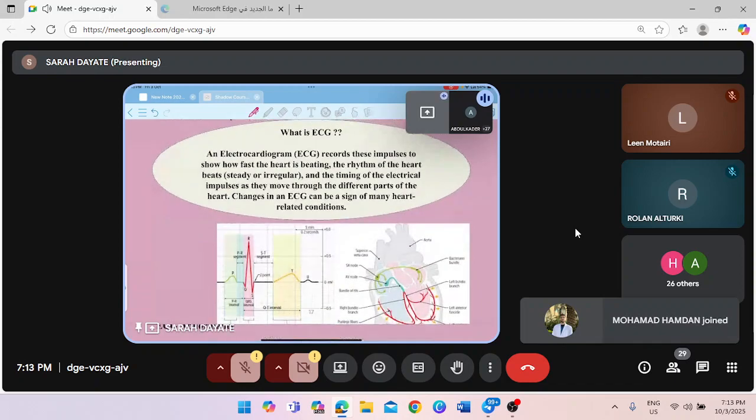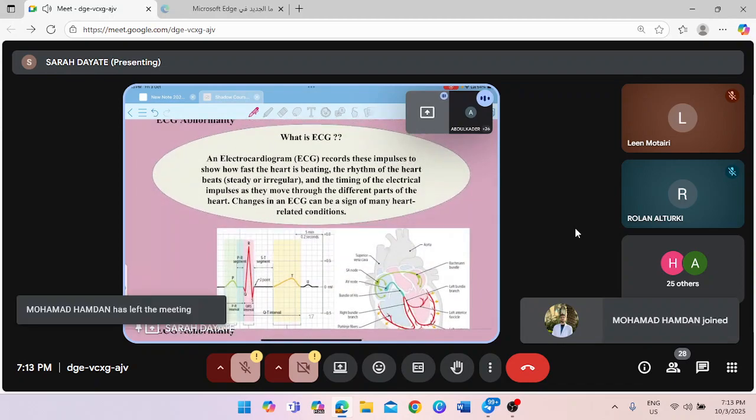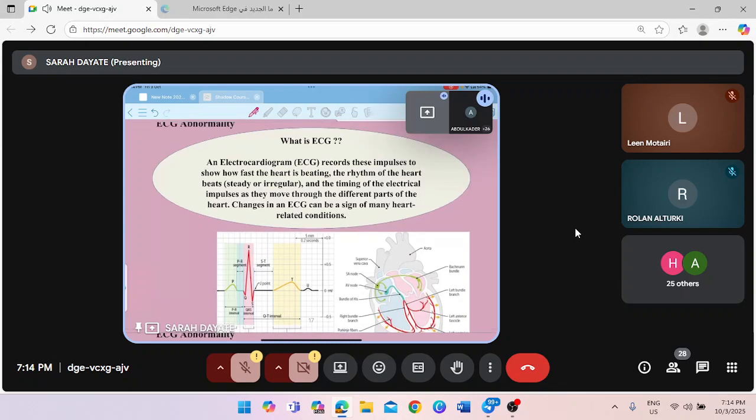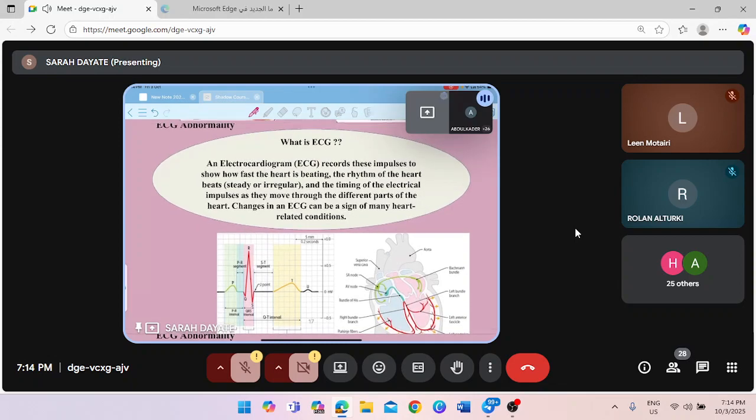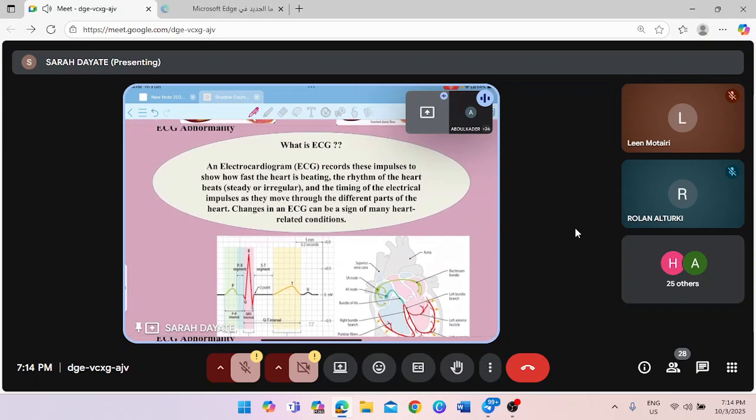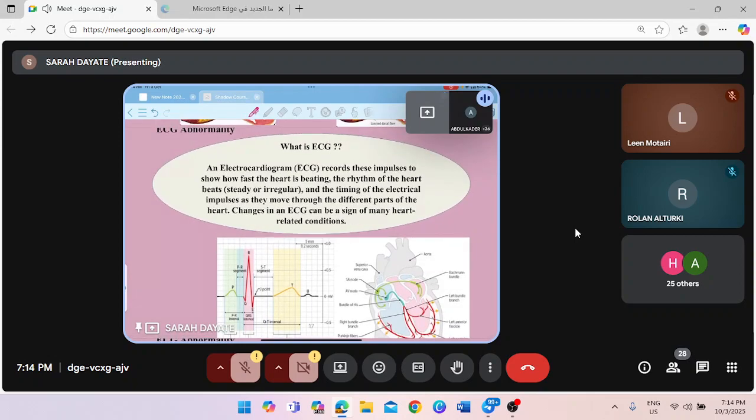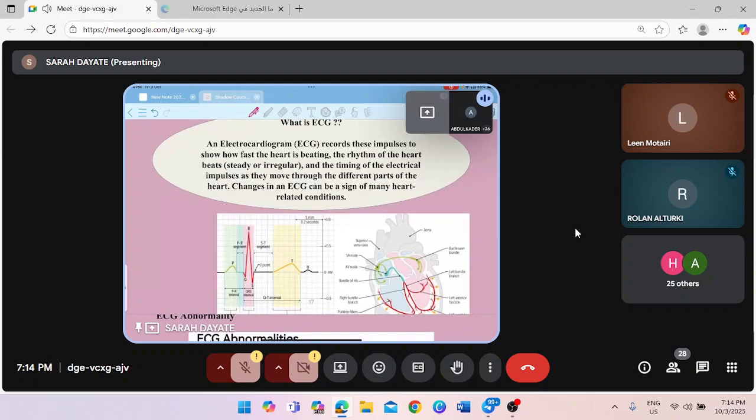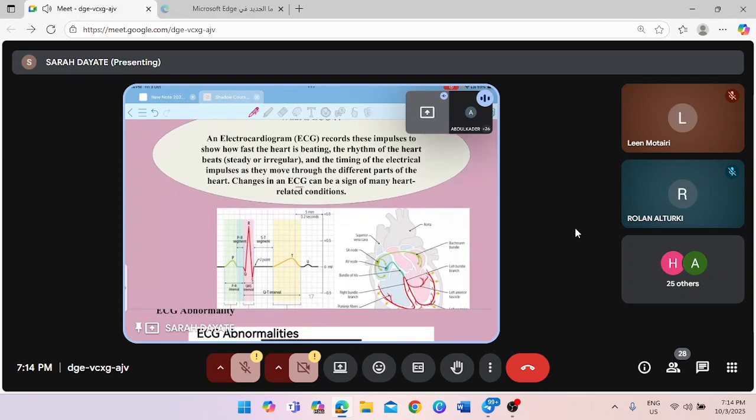Okay, let's move on to the ECG. So you have learned that this is a recording of the impulse of the heart. It's showing you how the rhythm is going. Is it a normal rhythm, or is the patient experiencing tachycardia or bradycardia or ventricular fibrillation, any type of disease? It's also showing you the timing of the electrical impulses, how they move, and the different parts of the heart. So any change in the ECG can be a sign of many heart-related conditions.